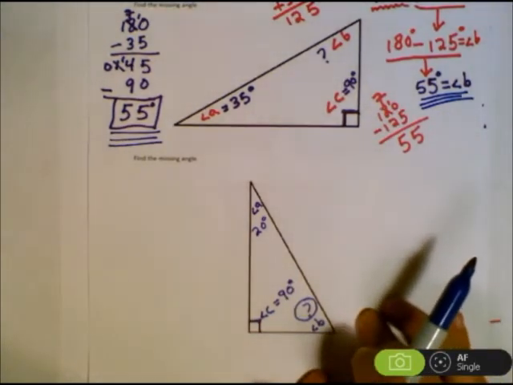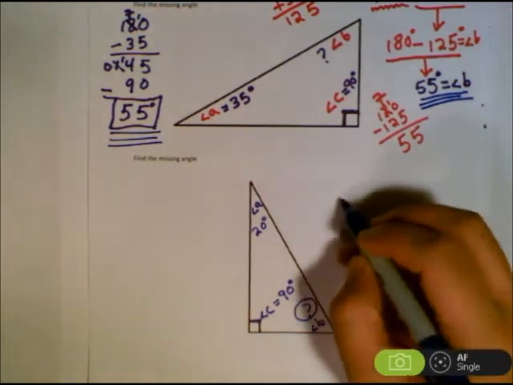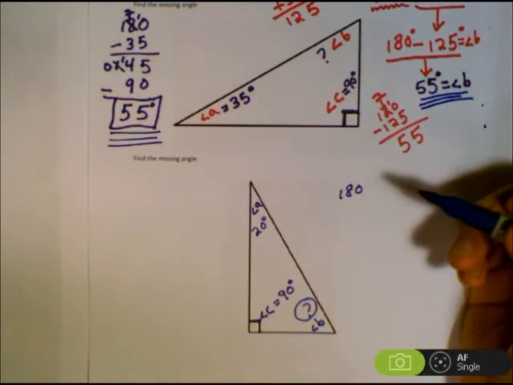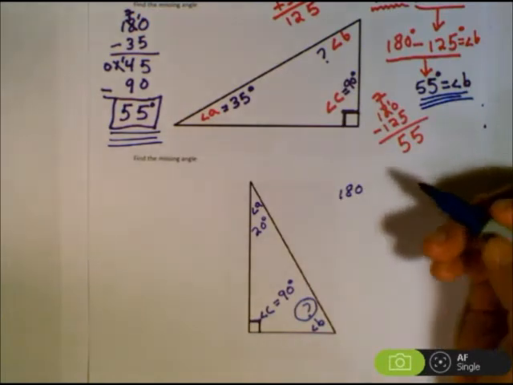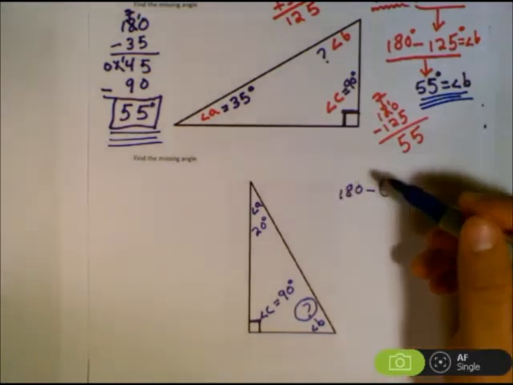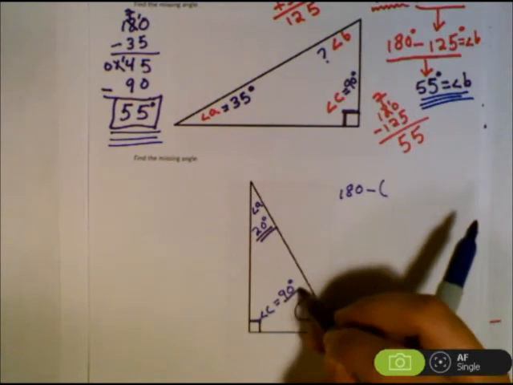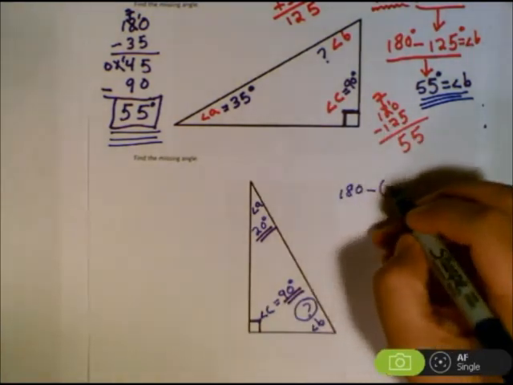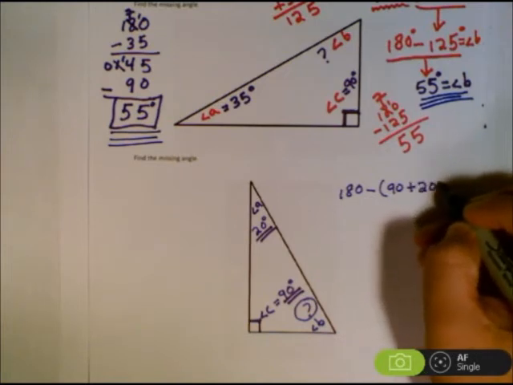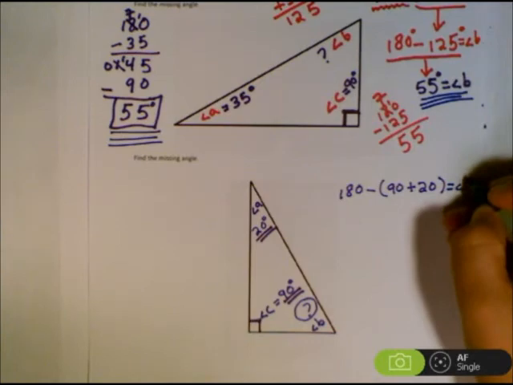Now we can do this one of two ways, but I'll show you both real quick. Let's write an equation. We're going to start off with 180 degrees because the sum of all the interior angles in a triangle is equal to 180 degrees. And we're going to subtract the sum of the known angles. We know this angle here, and we know this angle here. So we're going to have 90 plus 20, and that's going to give us angle B.